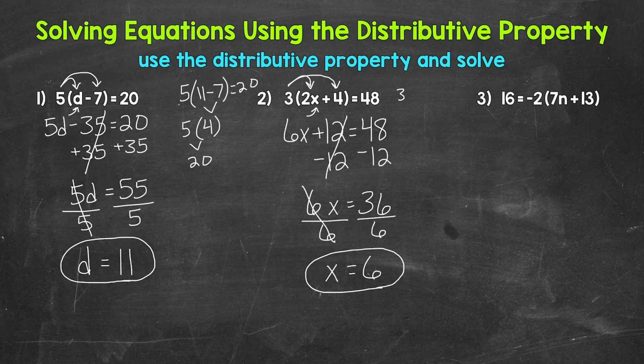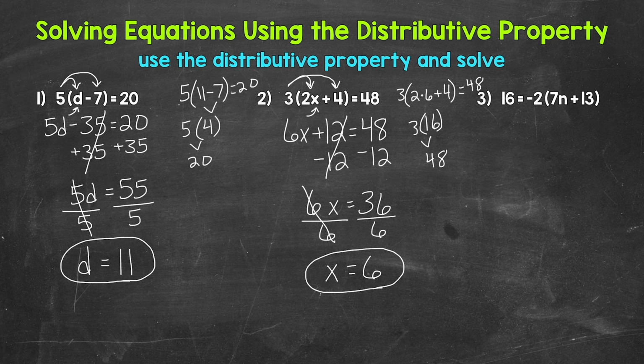So we have 3 and then 2 times 6 plus 4 in parentheses equals 48. So let's do the parentheses first. We have 2 times 6 is 12, plus 4 is 16. And then we have 3 times 16, which is 48. So we are correct. X equals 6.